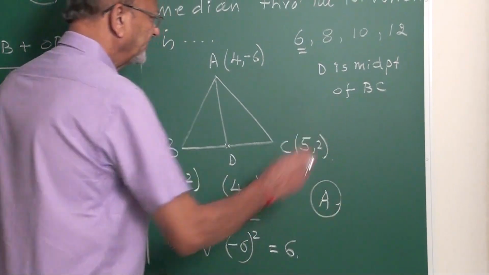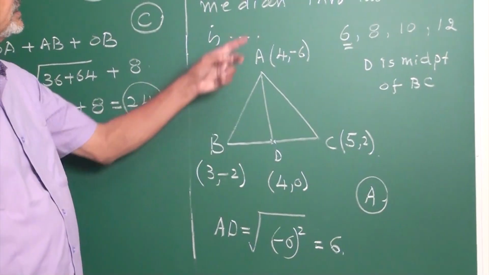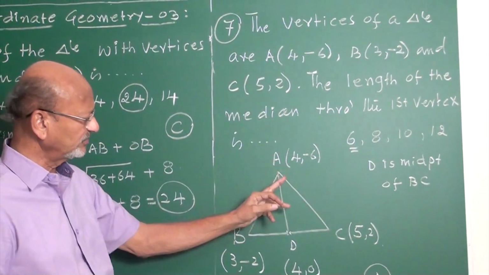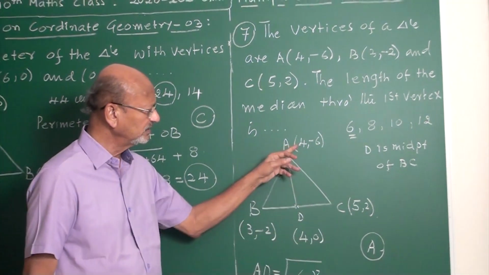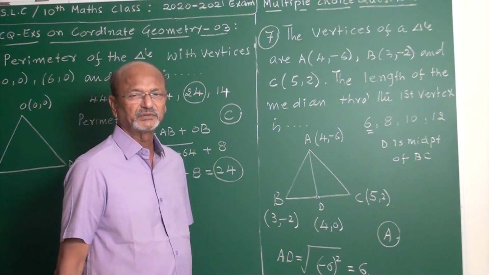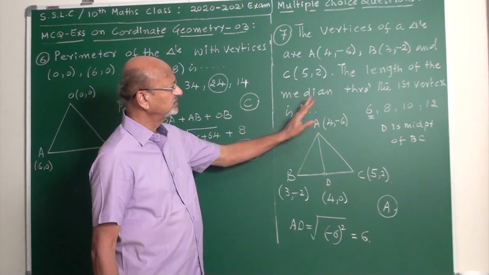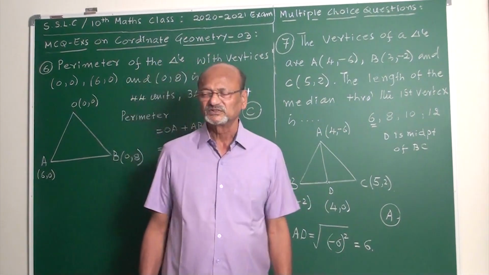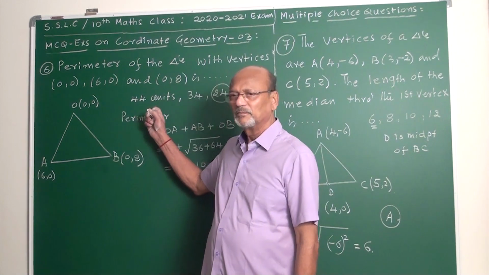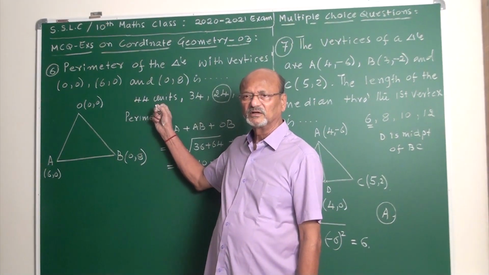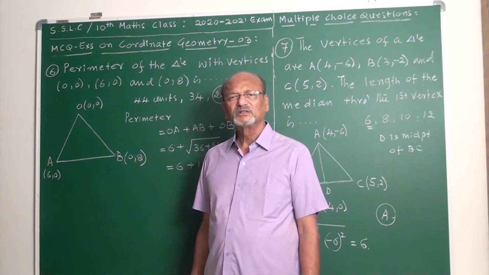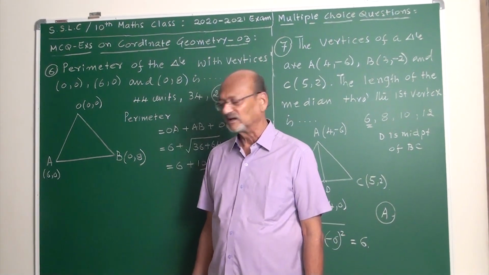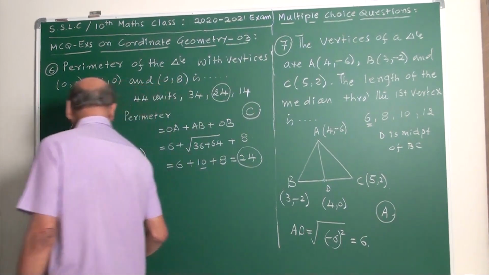Option A. Like this, even if they want to give, they consider the vertices of a triangle so that your calculation must be very simple. This is one example with a median, this is another example with the perimeter of a triangle. And one more thing we left is the centroid of a triangle. I will explain here.